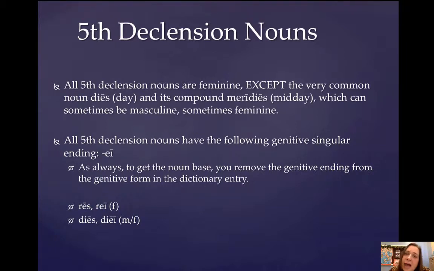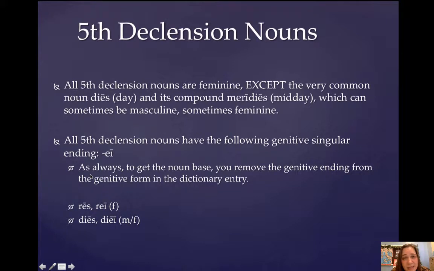You can tell a noun is in the fifth declension because they will all have a genitive singular ending of -ei. From time to time, when a vowel comes before this e, this e will have a macron as well. Again, for the most part, macrons are not important yet. They will become more important, but you'll see what I mean. I'll give you an example of this right down here, actually.